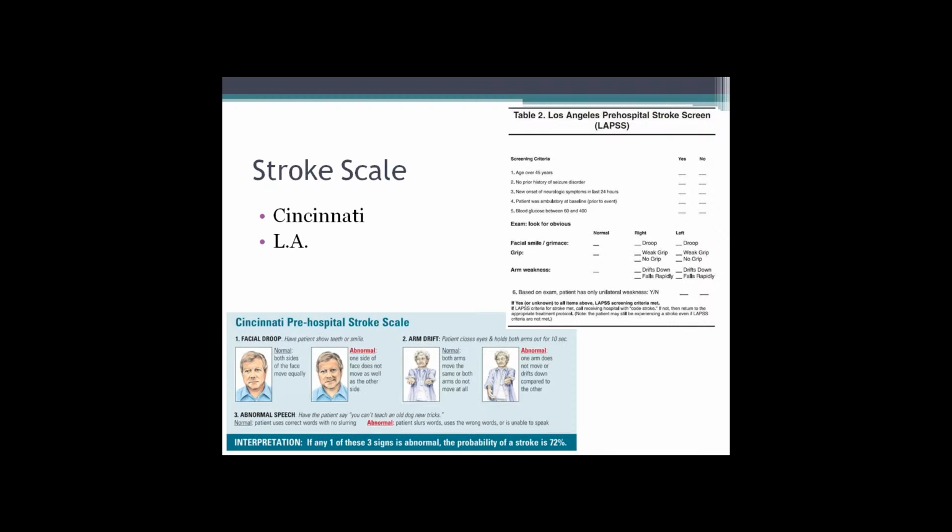With the LA stroke scale, you test those three findings in the Cincinnati scale, as well as blood glucose, the patient's age, if they have ever had a seizure, and the length of time symptoms have been present. So the main drawback of using the LA scale is that it may take slightly longer to complete than the Cincinnati scale.